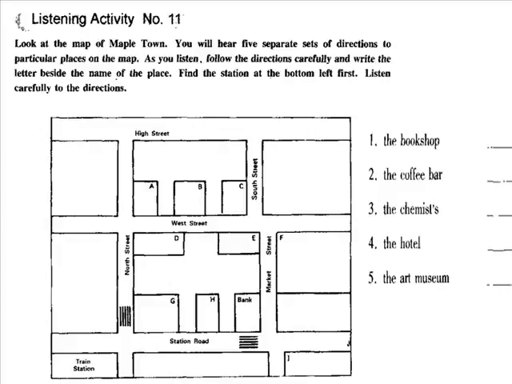2. Miss Acton has just come out of the station and is asking the driver where a coffee bar is. Excuse me, could you tell me where the coffee bar is? Go straight along Station Road, past the zebra crossing until you reach a crossroads with Market Street. The coffee bar is facing you on the right corner. Thank you very much.